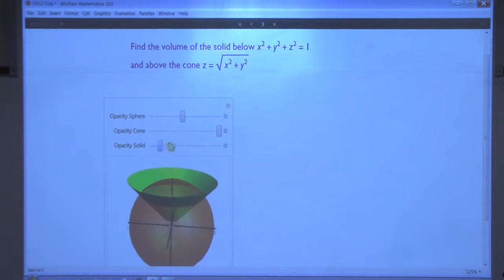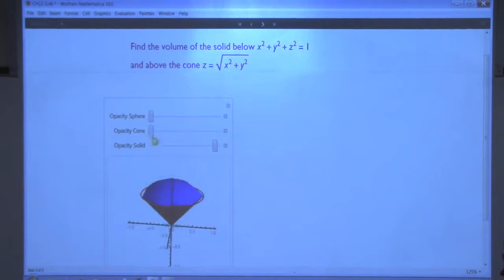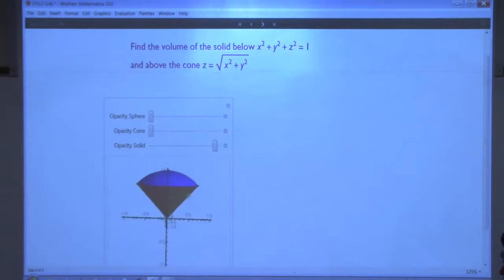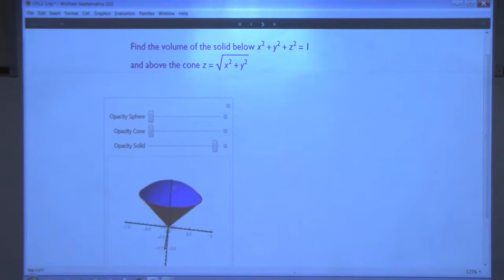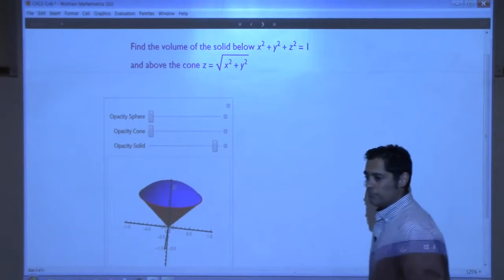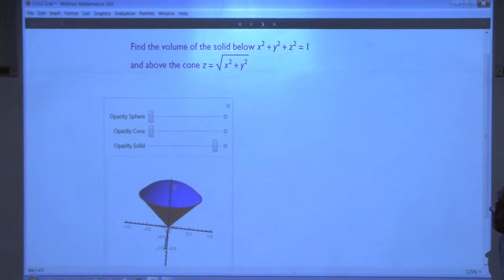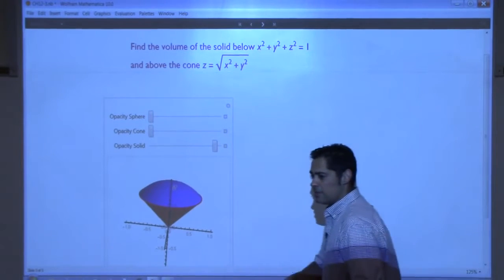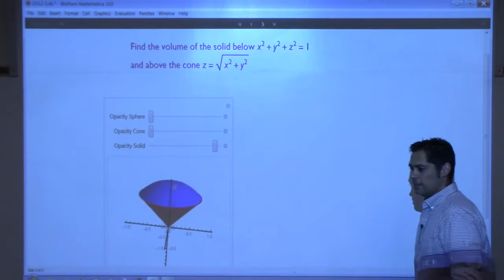So that thing right there looks like a snow cone, right? Does it look like a little snow cone? What's its volume? So how to do this? Any ideas?